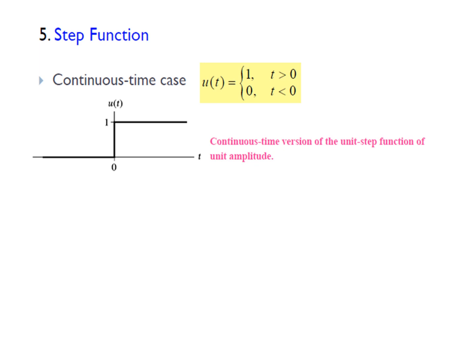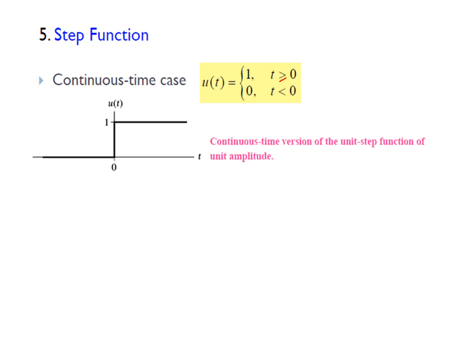Hence, the equation for a unit step function in continuous time is given by u of t is equal to 1 for t greater than 0. I think a small modification has been made. I'll write it like this: t greater than or equal to 0, the signal is 1. Because at t equal to 0, the signal changes to 1, no?